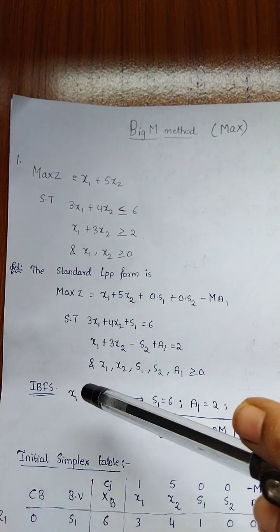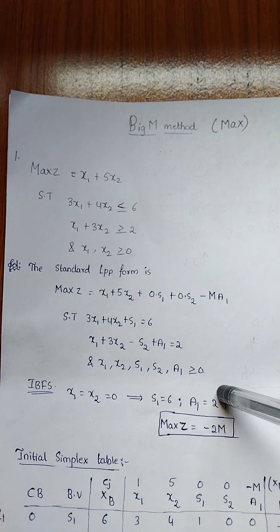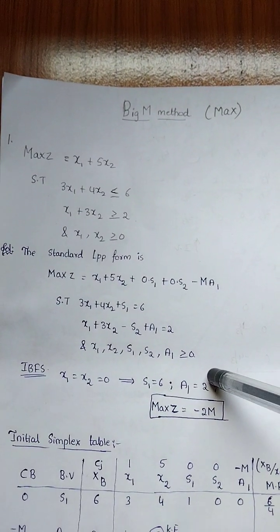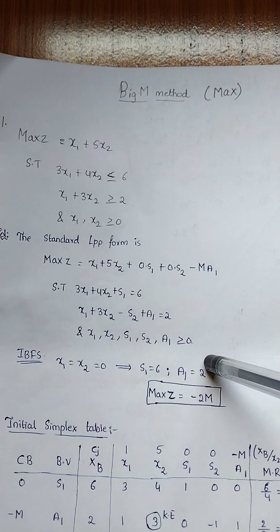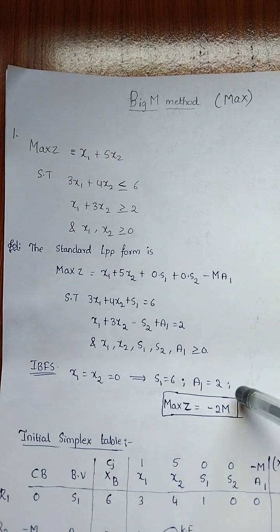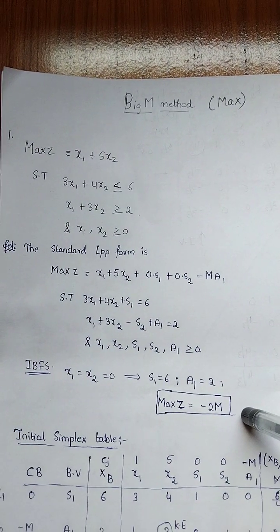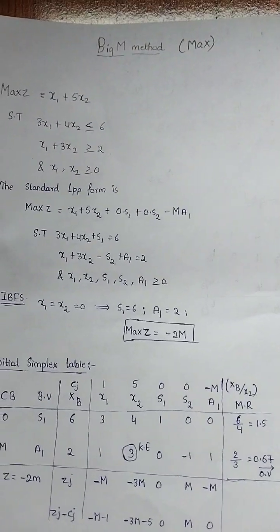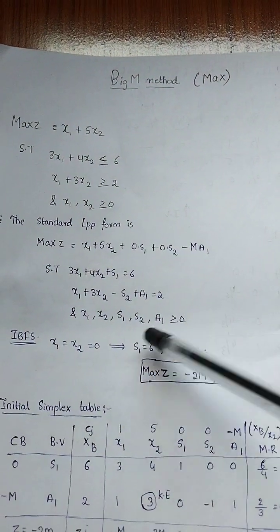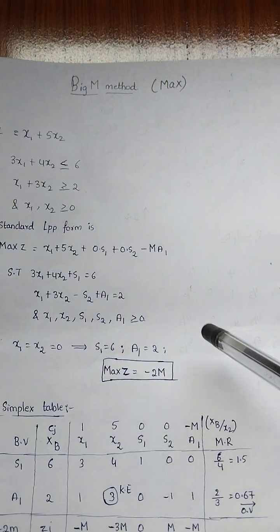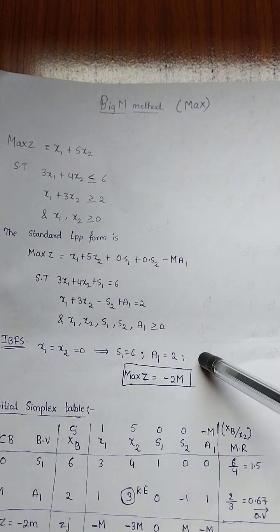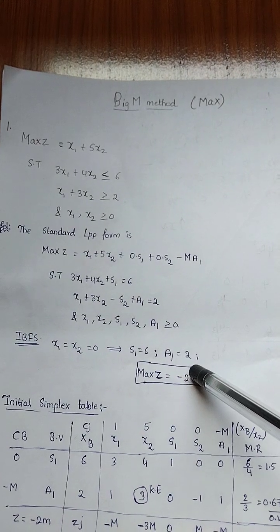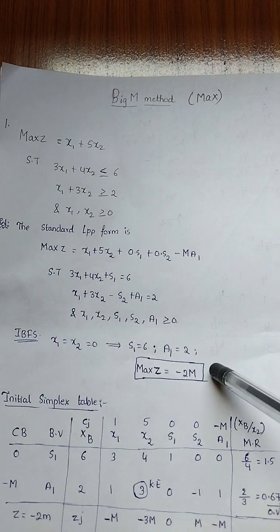Whatever variables are there, all must have a non-negative restriction, that is greater than or equal to 0. So what is the initial basic feasible solution? Whatever decision variables are there in the question, you take them as 0. Then we get the basic variable values: s1 is equal to 6 and a1 is equal to 2.